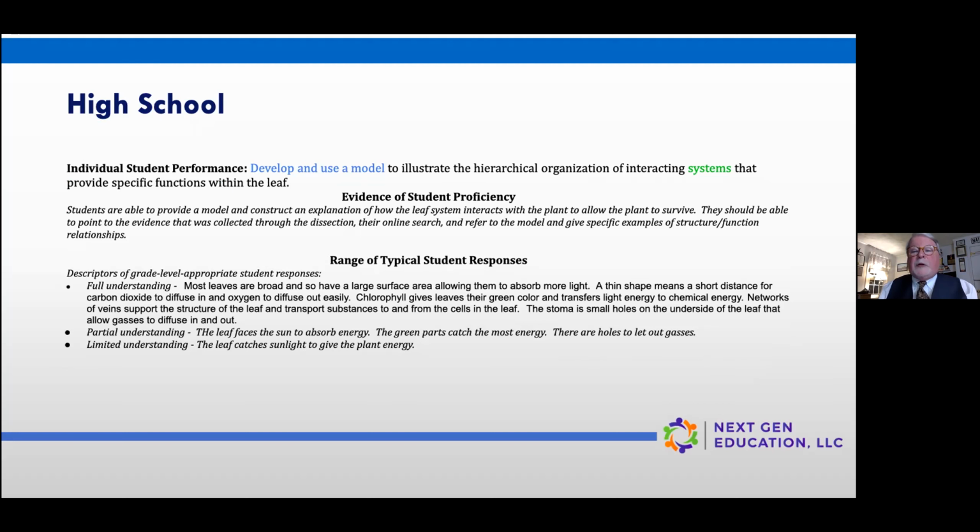That models are an incredibly important practice. And what they chose was systems within the leaf. They didn't go with structure and function. They talked about the leaf as a system. So as a teacher, you are the person who's going to say, okay, what's consistent? What's the core idea that you want to see if they're understanding? But use the practice and the cross-cutting concept to best help the student demonstrate their understanding. Remember, these are individual students reacting to this.